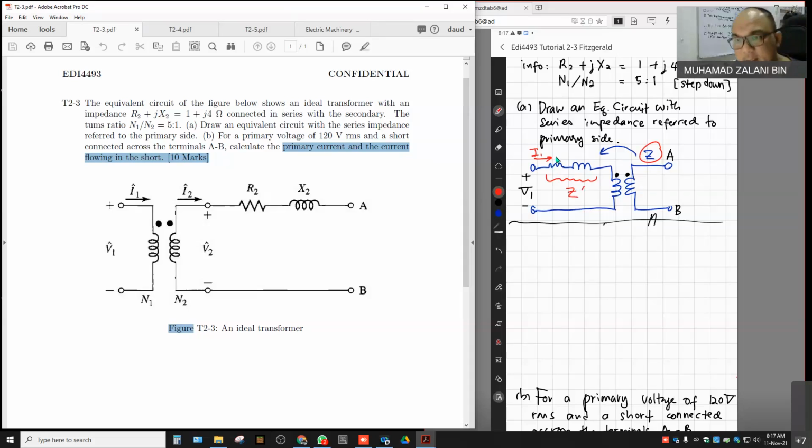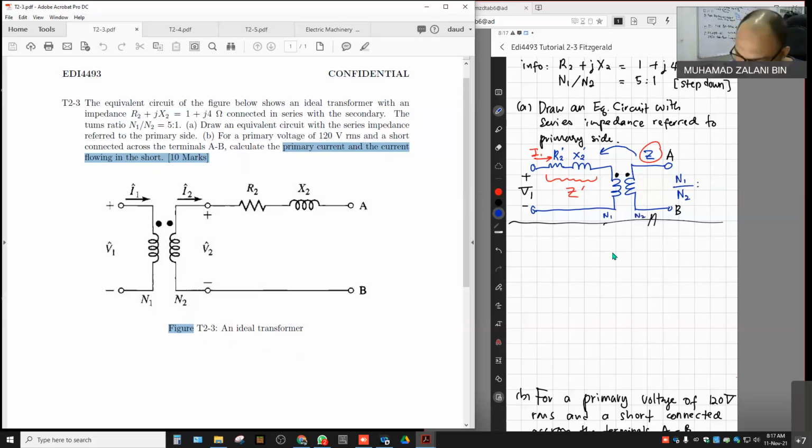But for R and X, saya nak gunakan, this is R2 that has been referred, R2 prime. And the other one is X2 prime, which has been referred to the primary side. Okay. But Z prime is actually R2 prime plus JX2 prime. That's it. So we have the turns ratio also given, N1 and N2. And basically for N1 divided by N2, this is the step down transformer.